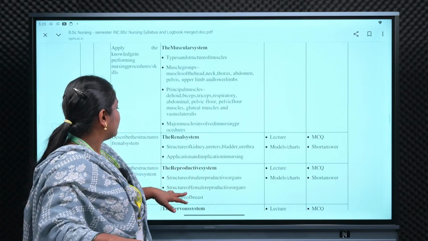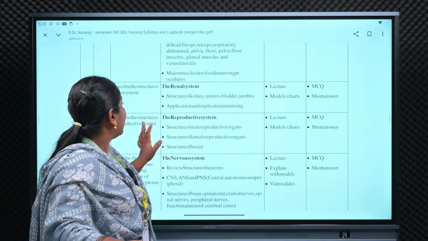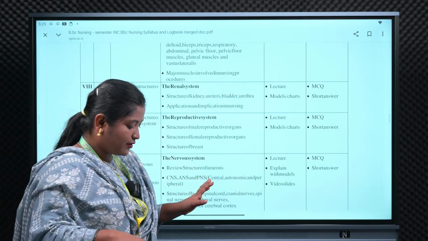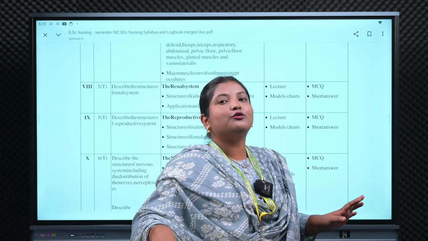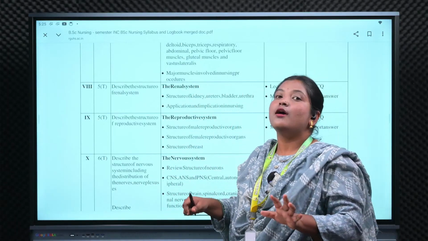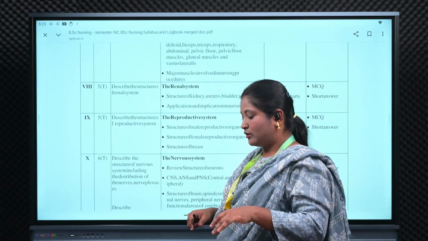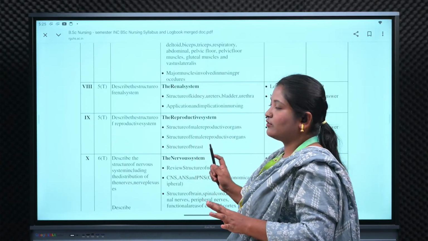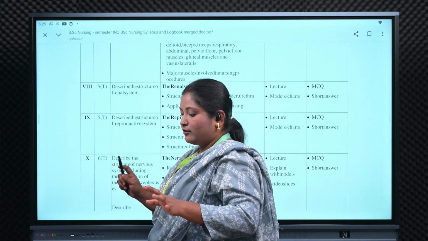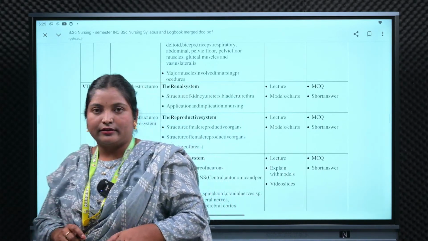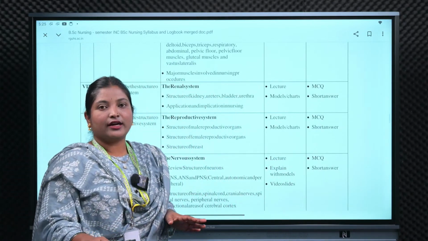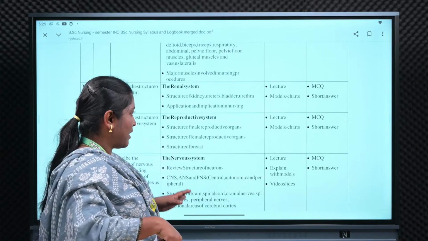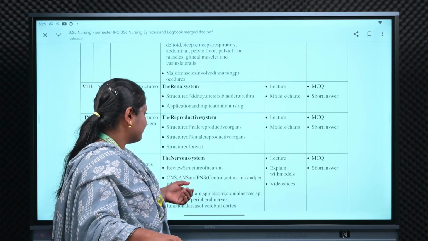Okay, the next one is the reproductive system. This is also one of the very important systems you are going to study in the first semester, male reproductive and female reproductive together. So all about the reproductive system: structure of the male reproductive organs, female reproductive organs, uterus, ovaries. Their structure, size, shape, everything you are going to study here.